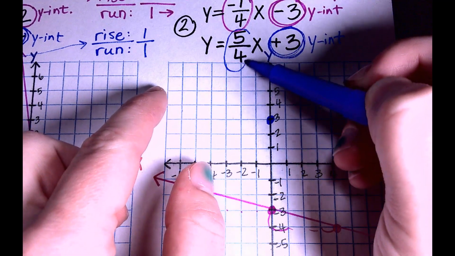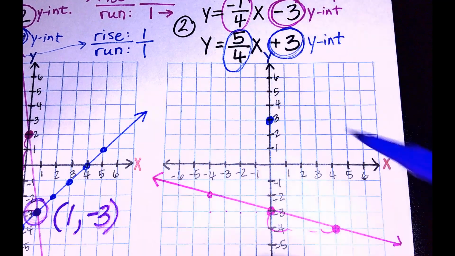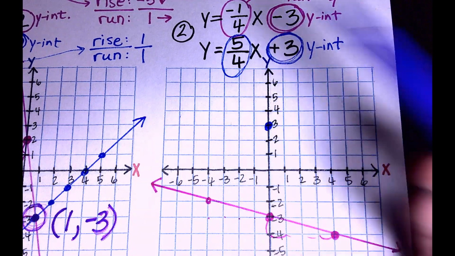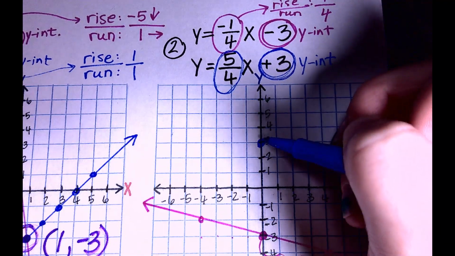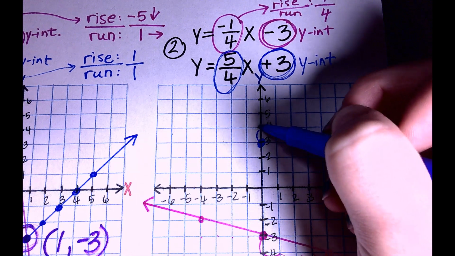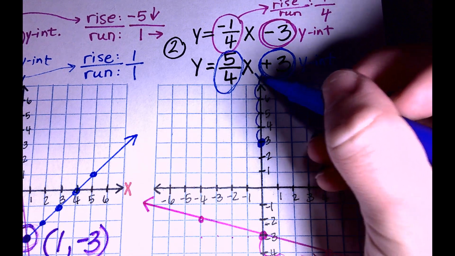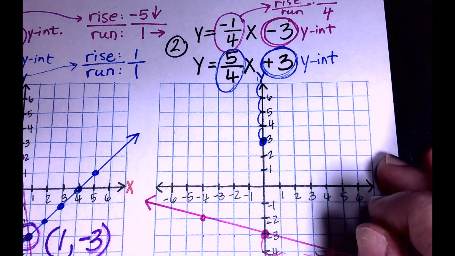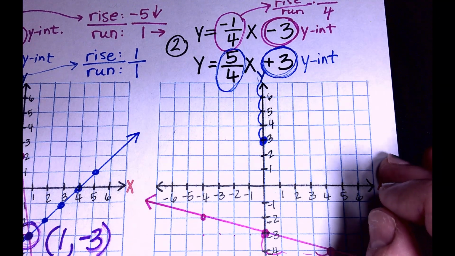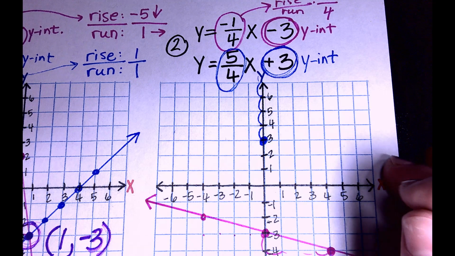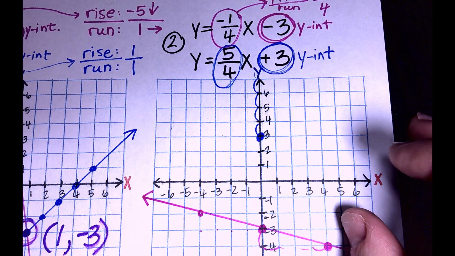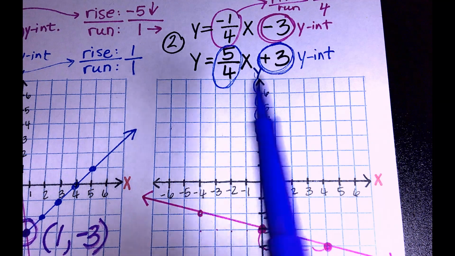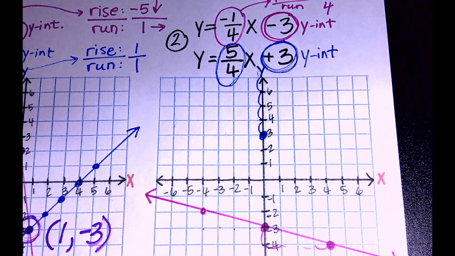If my slope is 5/4, that means my rise is 5, so I should go up 5. But here's what happens if I try to do that. 1, 2, 3, 4. I'm going off the graph. So I could still do it. I could just draw it off my graph, but there is another way that we can fit this on the graph without having to go off.